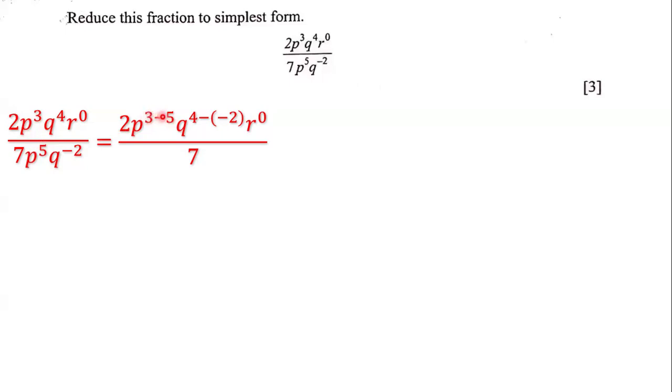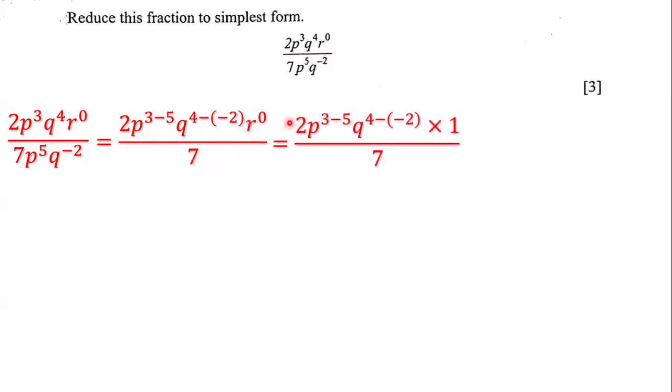So we have 3 minus 5. The same thing is true for q. We have two terms that have the same base, which is q, and we have to subtract the powers. So we have 4 minus -2, okay? And so that's what we have: q is raised to the power of 4 minus -2. Then we have r to the power of 0, and we have this all over 7.